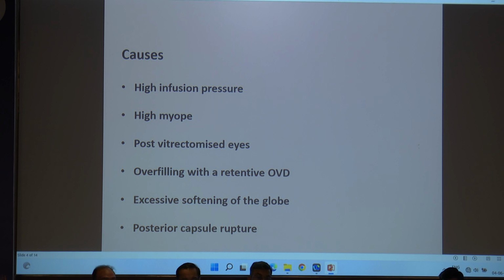What could be the causes? The most important is high myopia, a post-vitrectomized eye, or if you have kept the infusion pressure very high, if you have kept the bottle height very high in machines with the gravity fed system, or if you have overfilled the chamber with a retentive OVD like Healon, where there is approximation of the iris on the anterior lens capsule, which is not allowing the iris to get separated from the lens capsule. That can also lead to excessive deepening, or there is excessive softening of the globe, or if posterior capsule rupture happens during the surgery.